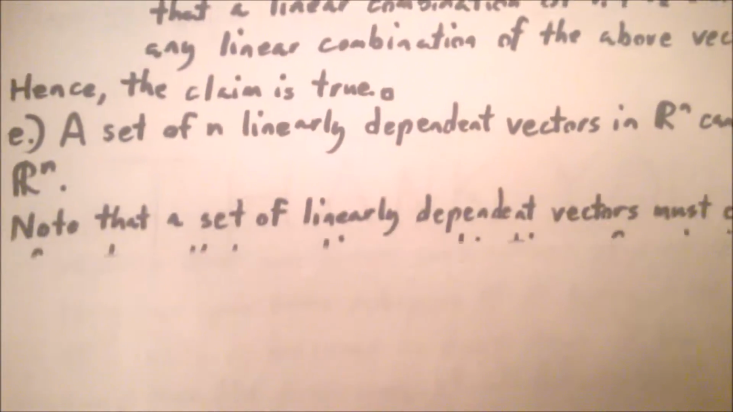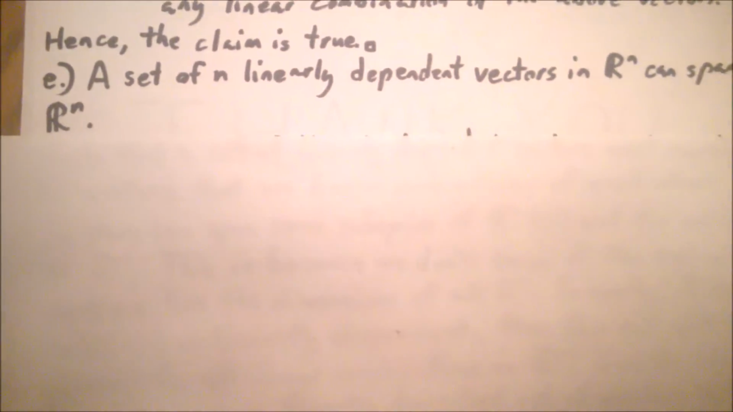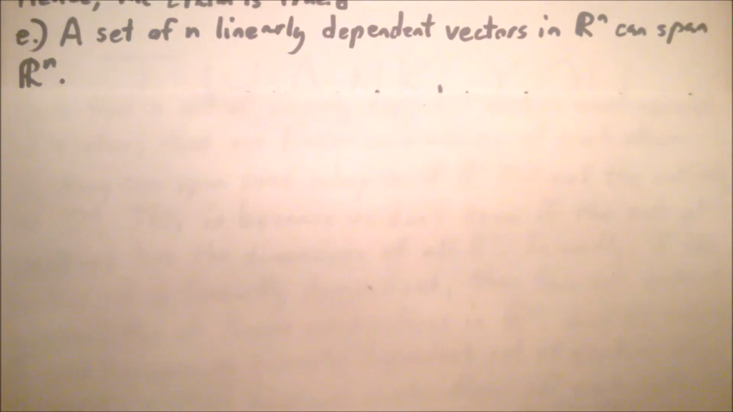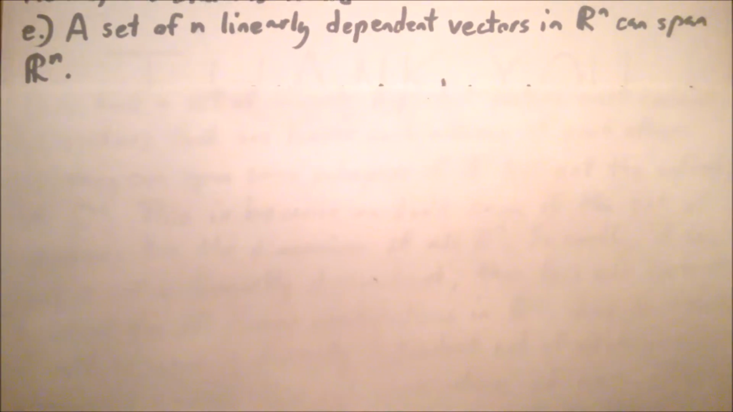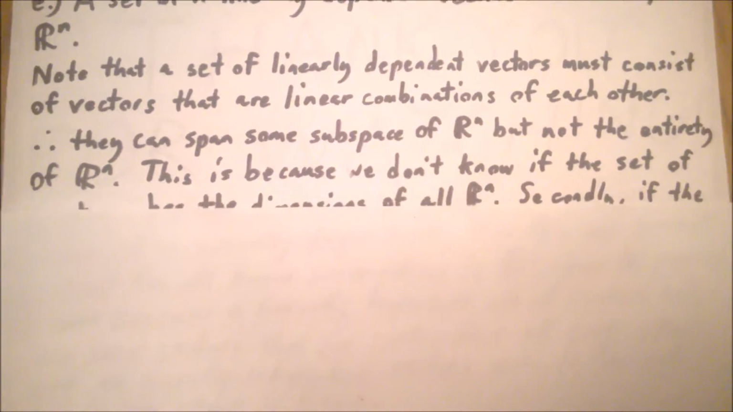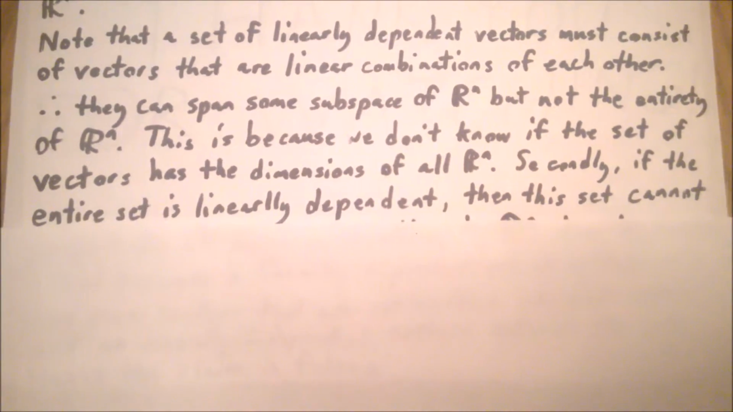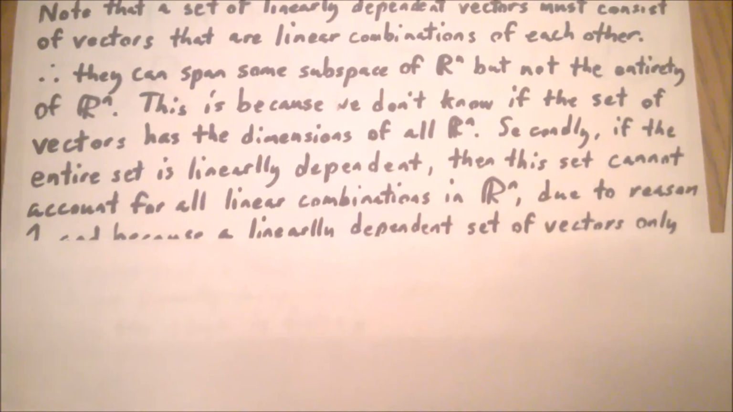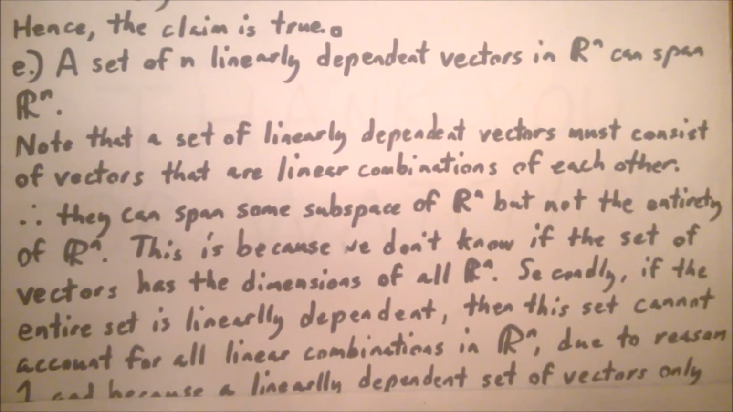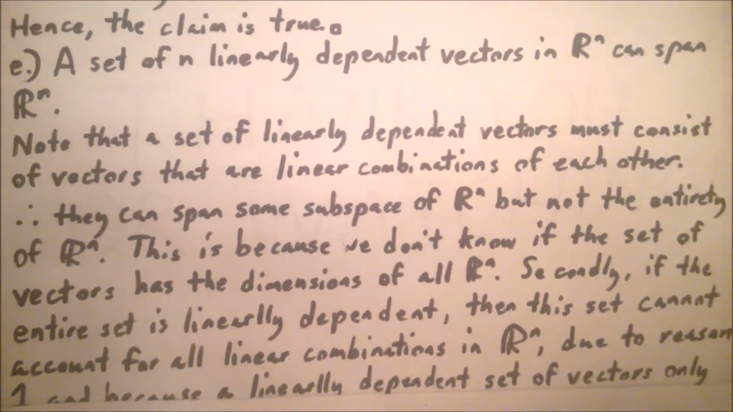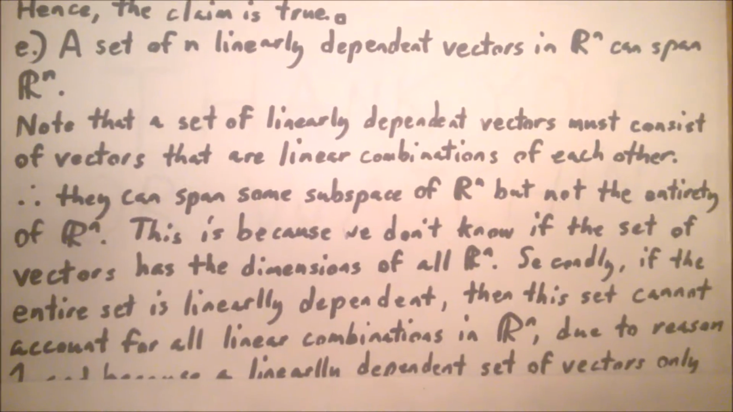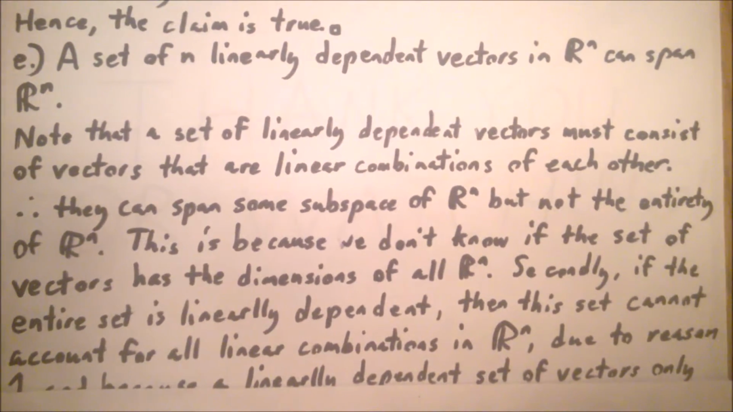All right, now, E. Okay, so claim E. A set of n linearly dependent vectors in Rn can span Rn. Now, remember our definition of span before. So if we note that a set of linearly dependent vectors must consist of vectors that are linear combinations of each other. So remember that when you have a linearly dependent set of vectors, each of those vectors can be written in terms of each other.